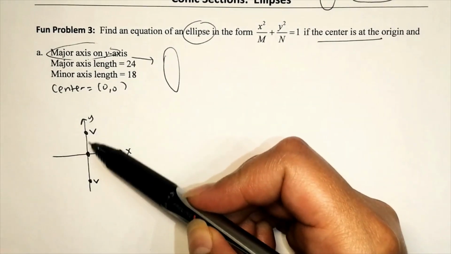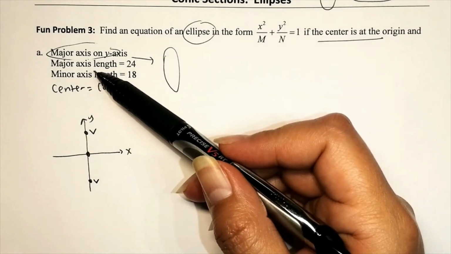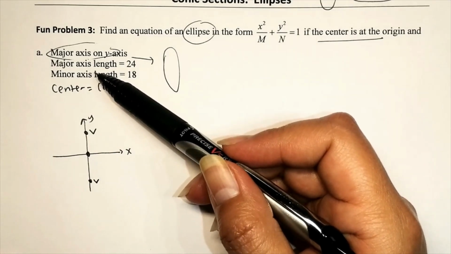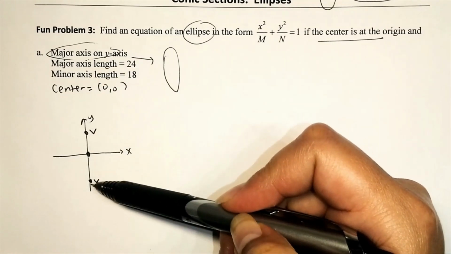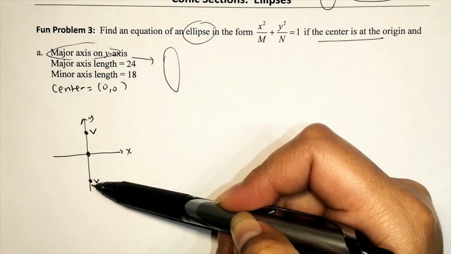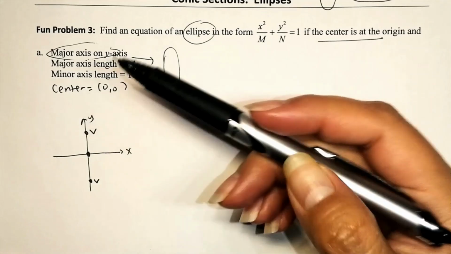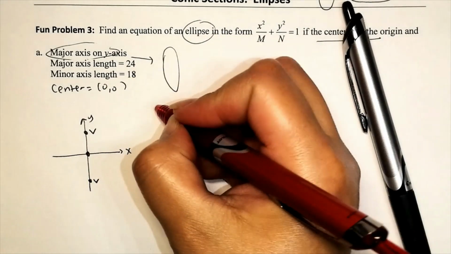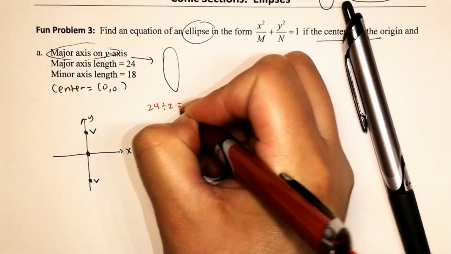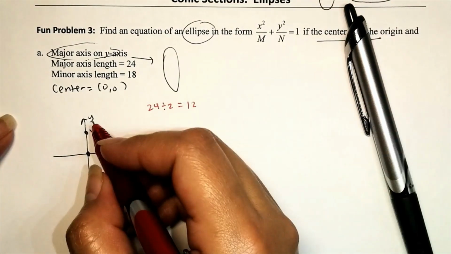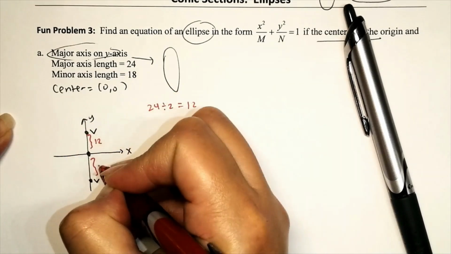Now, what do we know about the length? Supposedly these are supposed to be the same length, but things happen. What do we know about the length of the major axis? So the major axis length is 24. So if the whole way across from vertex to vertex is 24, the halfway from the center to the vertex should be 12. So let's take that 24 and divide it by 2, and that will give us 12. Whole way across is 24, halfway across is 12.